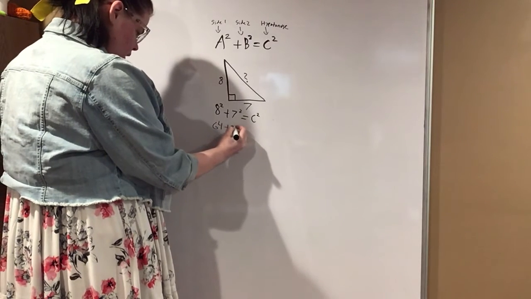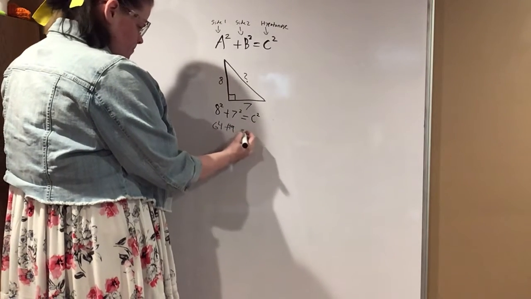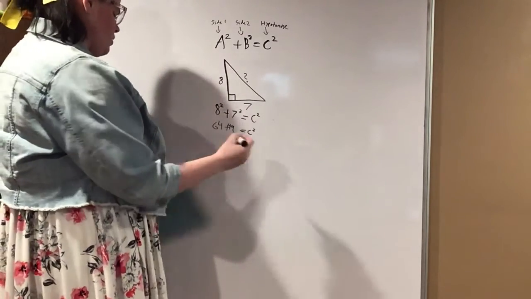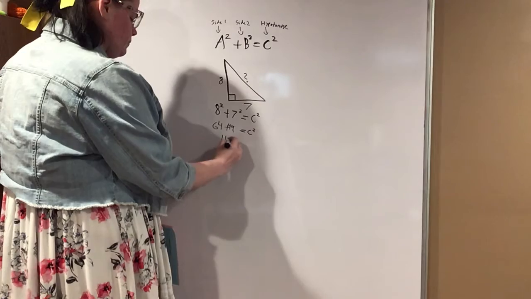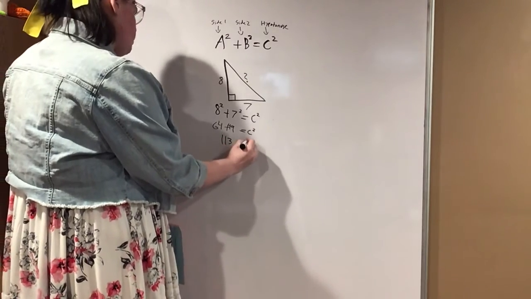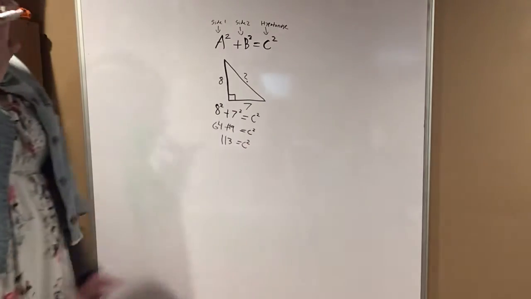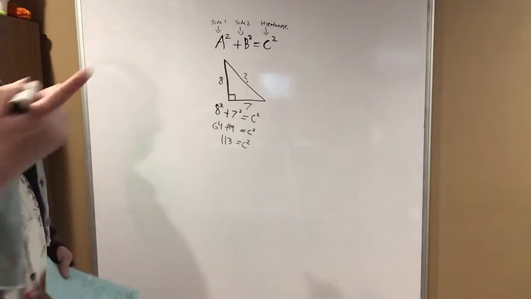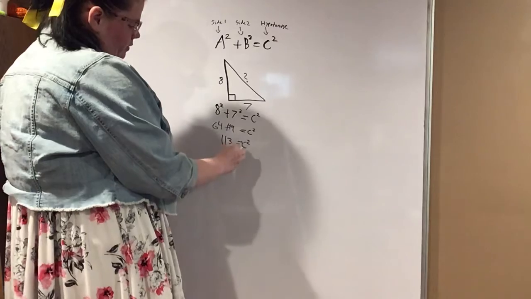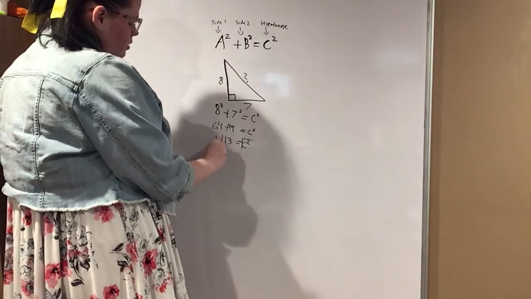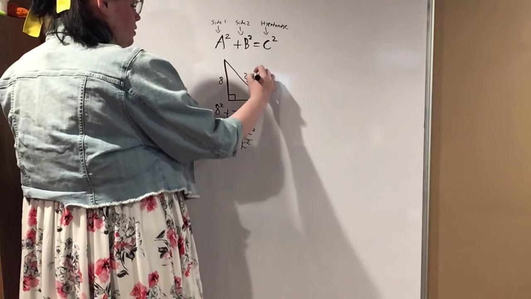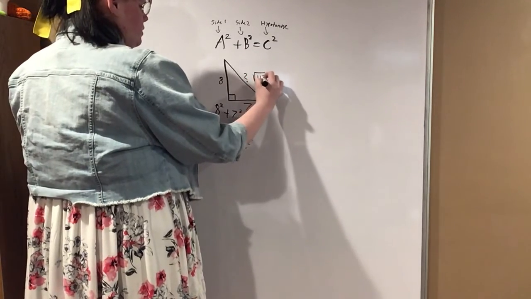7 squared is 49 equals c squared. Now add that up. You get 113 equals c squared. Well, we're not done yet. We have to get rid of that square. What's the opposite of a square? Square root. So to get rid of it, this is why we learned radicals. So the hypotenuse is the square root of 113.